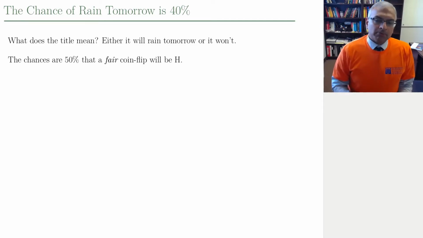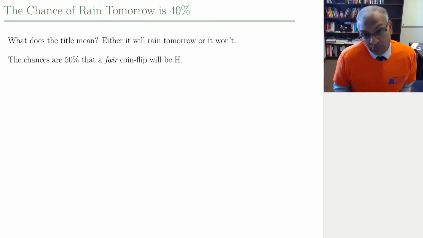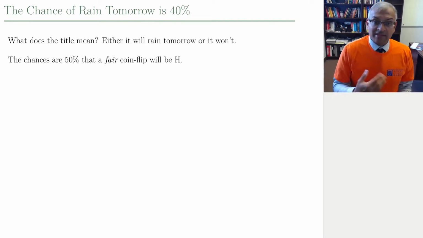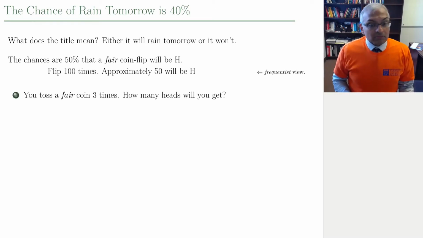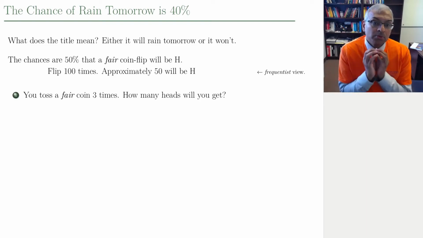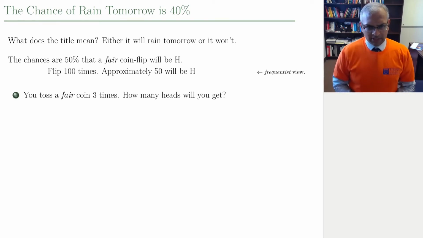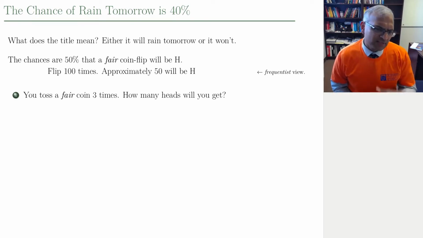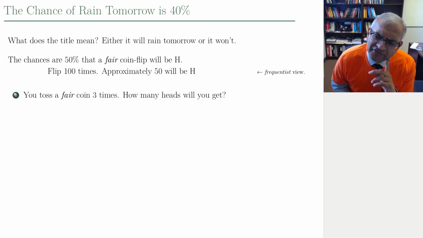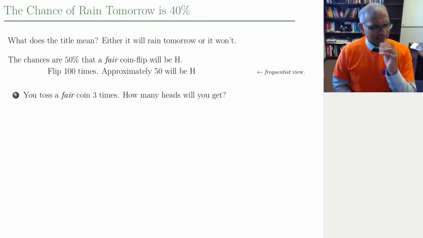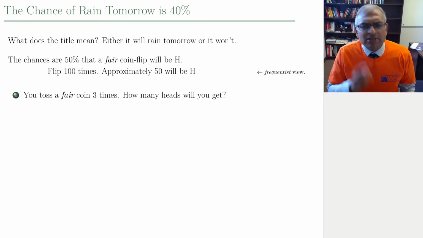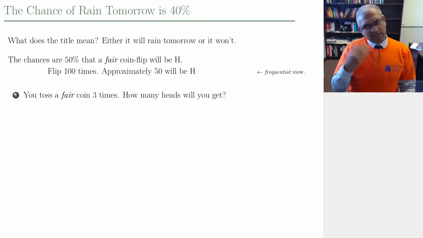So, let's think about some other experiments having to do with fair coins. I'll just pose these questions, and then we will see where they lead us. The first question: you toss a fair coin 3 times. How many heads will you get? Well, that's related to this 50%. But now let's think about this. You toss a fair coin 3 times, and this 50% says I should get 1.5 heads. That's a little weird. So you toss a fair coin 3 times, how many heads will you get? Think about that question.